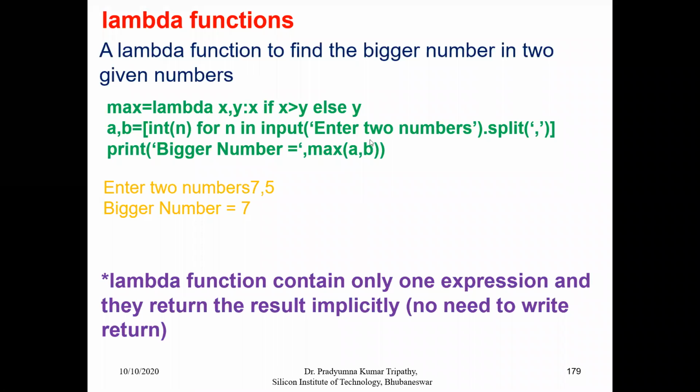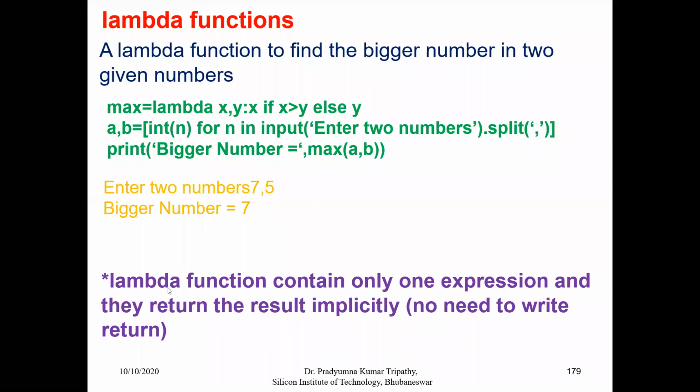But to remove this complexity, we can write A is equal to integer of input enter first number, B is equal to integer of input enter the second number. So both the numbers are input, and I just call the max of A, B, and this is being called.